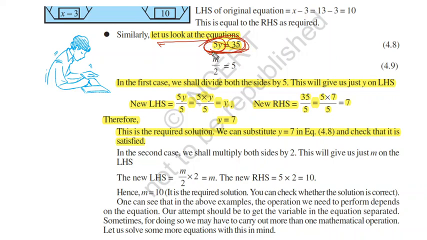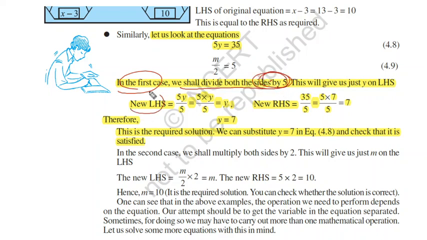Here what we will do? 5y equal to 35. What is the problem for us? We need the value of y. This 5 is creating a problem. So 5 is multiplied to y. So we need to divide by 5. If we divide by 5 here, then 5 cancels. If we are dividing by 5 here, we will divide by 5 here also. Okay, so we do it. Now in the first case, we shall divide both sides by 5.